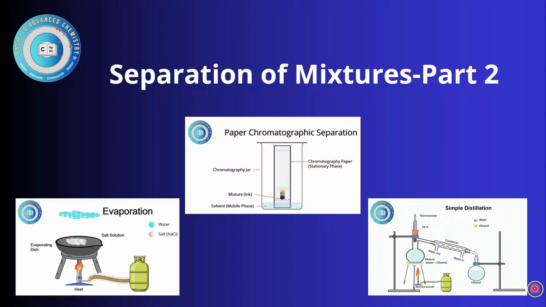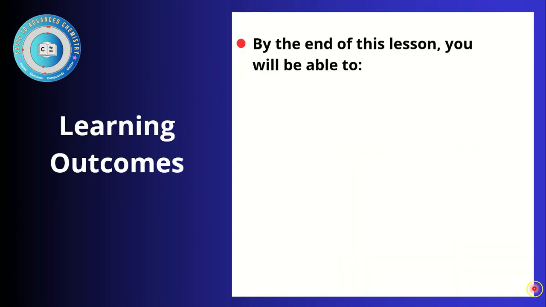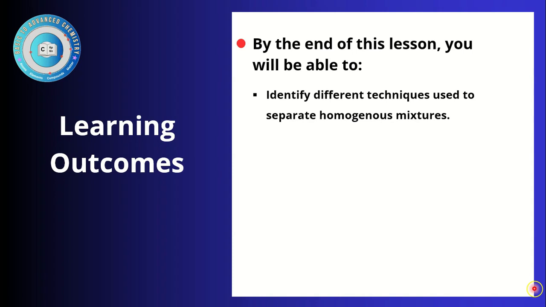Welcome back. In the previous video, we learned some techniques used to separate heterogeneous mixtures, such as filtration, decantation, magnetic separation, and sieving. Today we are going to learn some techniques used to separate the second type of mixture, homogeneous mixtures. By the end of this lesson, you will be able to identify different techniques used to separate homogeneous mixtures.